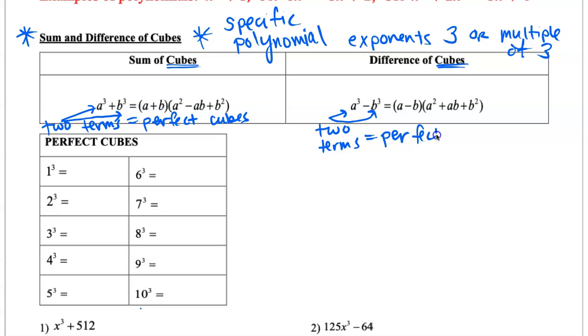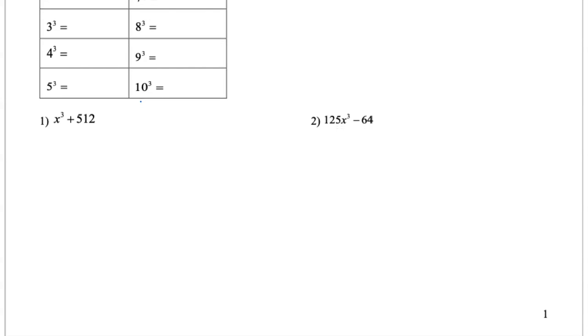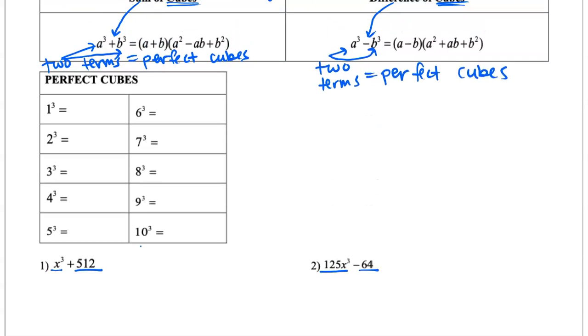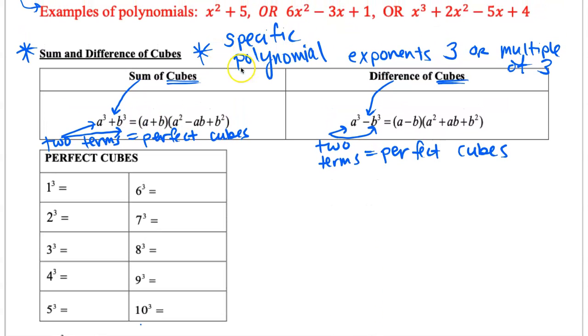So I have 2 terms only. Both of them are perfect cubes, a cubed, b cubed, a cubed, b cubed. And I'm either adding them, that's the sum, or subtracting them, that's the difference. Very specific. So before we look at the formula, let's just take a look at what that looks like in our examples. So look, I have 2 terms. Both of them are perfect cubes. That is what's going to tell you, wait a second, this is a special, specific type of polynomial with a specific factoring formula.